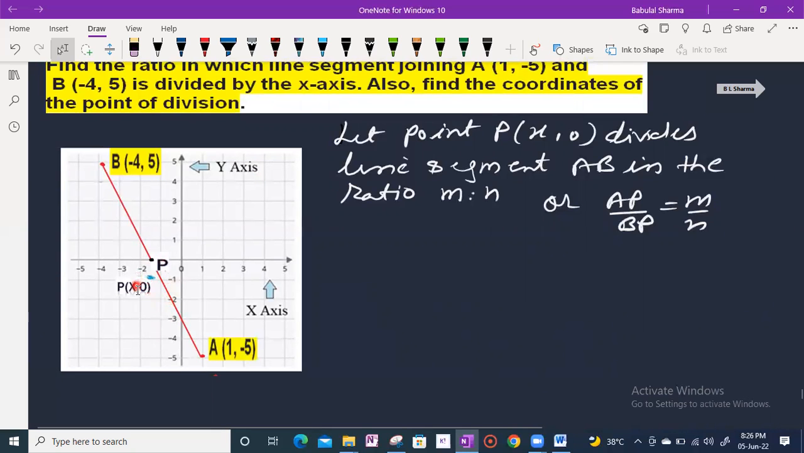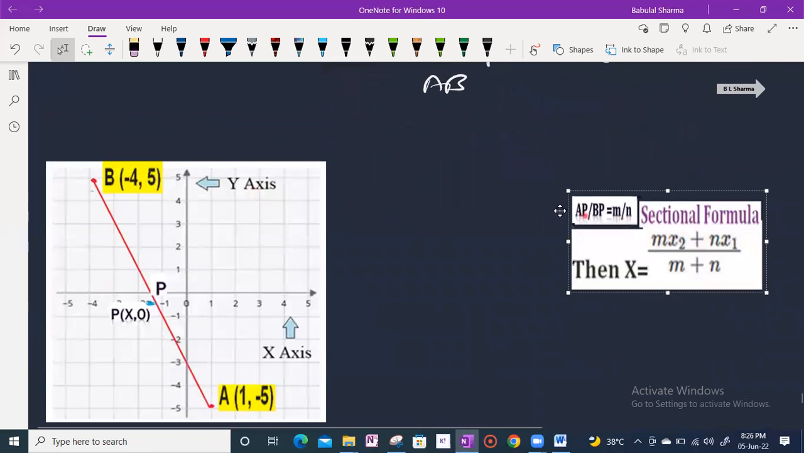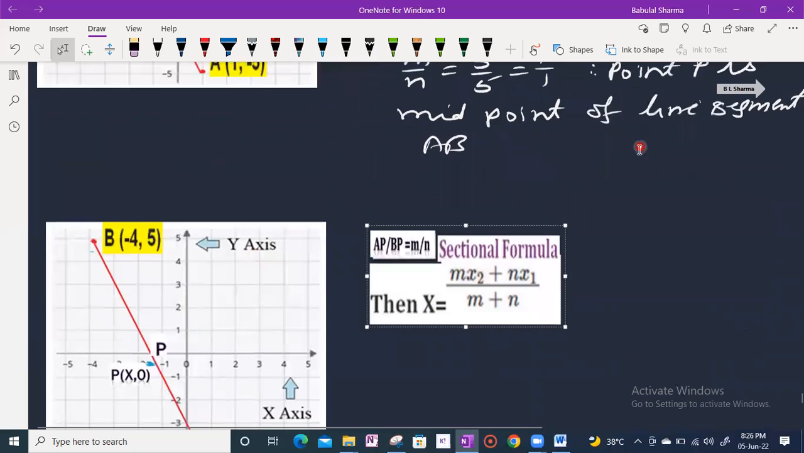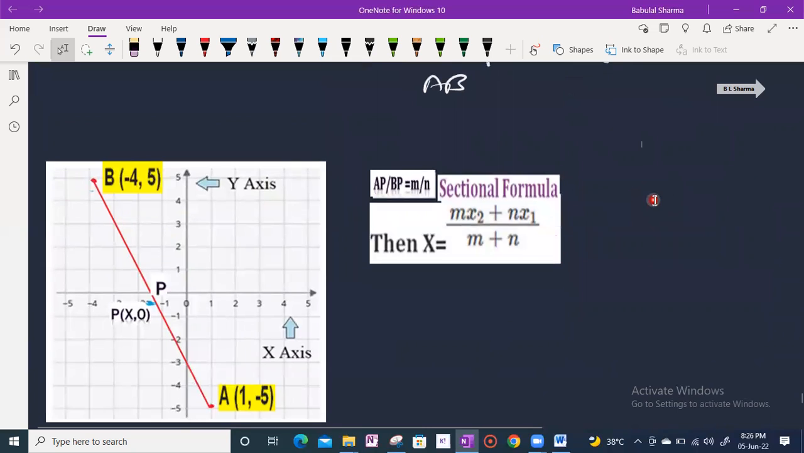देखिए y coordinate is already given, that is 0. Now but we have to find out the x coordinate, कि x की वैल्यू क्या होगी. So again using the section formula, we know m is 1 and n is 1. Here it is given m is to n, that is 1:1. So m की वैल्यू भी 1 है, n की वैल्यू भी 1 है.